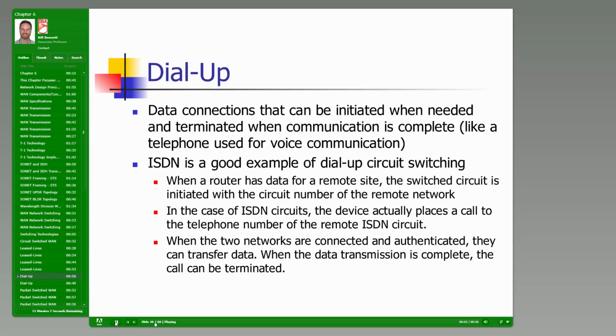Now, unlike leased lines, in a dial-up connection, the data connections are initiated on a need-be basis and then terminated when the communication is complete. So again, a telephone communication, a voice communication, would be a good example of that. Also, ISDN is an excellent example of a dial-up circuit switching process. In the case of an ISDN connection, you have two channels, and they can be used independently for voice and/or data. But in both cases, when we want to make the connection to the remote site, there is actually a dial-up or an establishment process occurring. As soon as the data has been transmitted or the voice conversation is ended, we go ahead and terminate that connection.